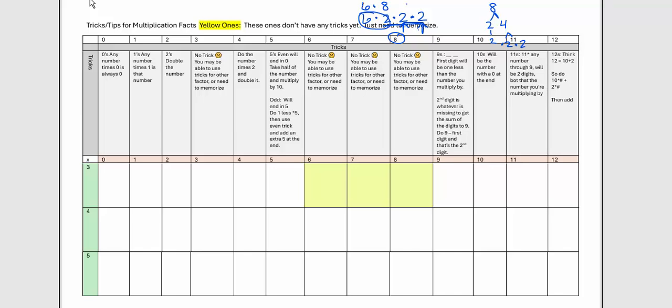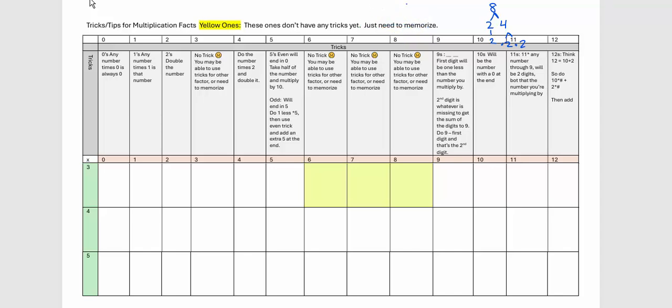And if you think of that pattern, what do you think you do for times 16? You do times 2 and then double it. That's times 4. Double it again, times 8. Double it again, it's 16. All right. So let's focus on these ones here.